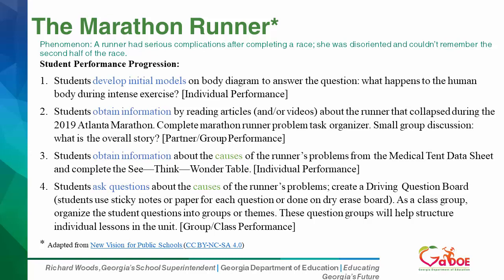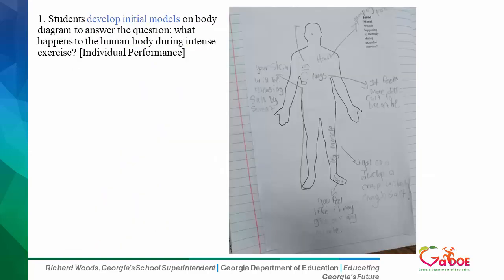Now, eventually students will ask questions about the causes of the runner's problem, and they create a driving question board. So I want to look through some of these organizers and charts that you're seeing here for some examples. So first, students have this diagram, and they're trying to explain what happens during intense exercise. You can see a student example here on the slide. Things like the heart's going to be pumping more blood, the skin's going to be covered with salty sweat, but here at the bottom, you might feel like your feet are going to give out at any moment.